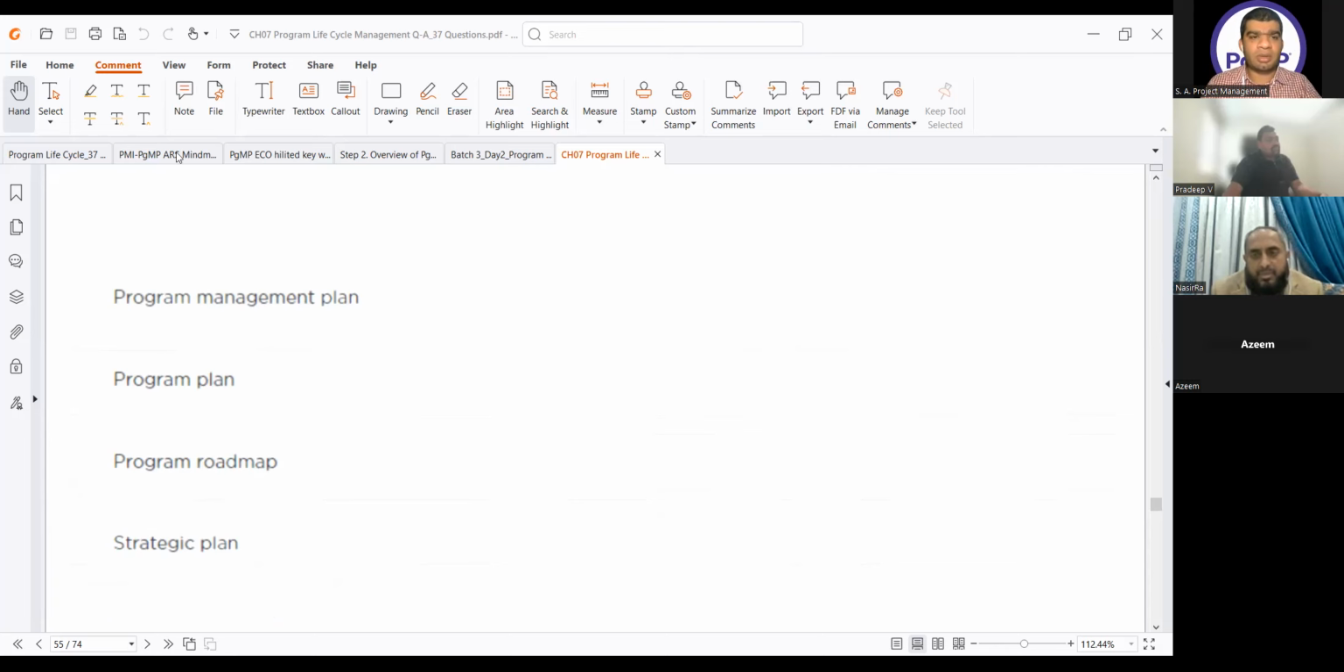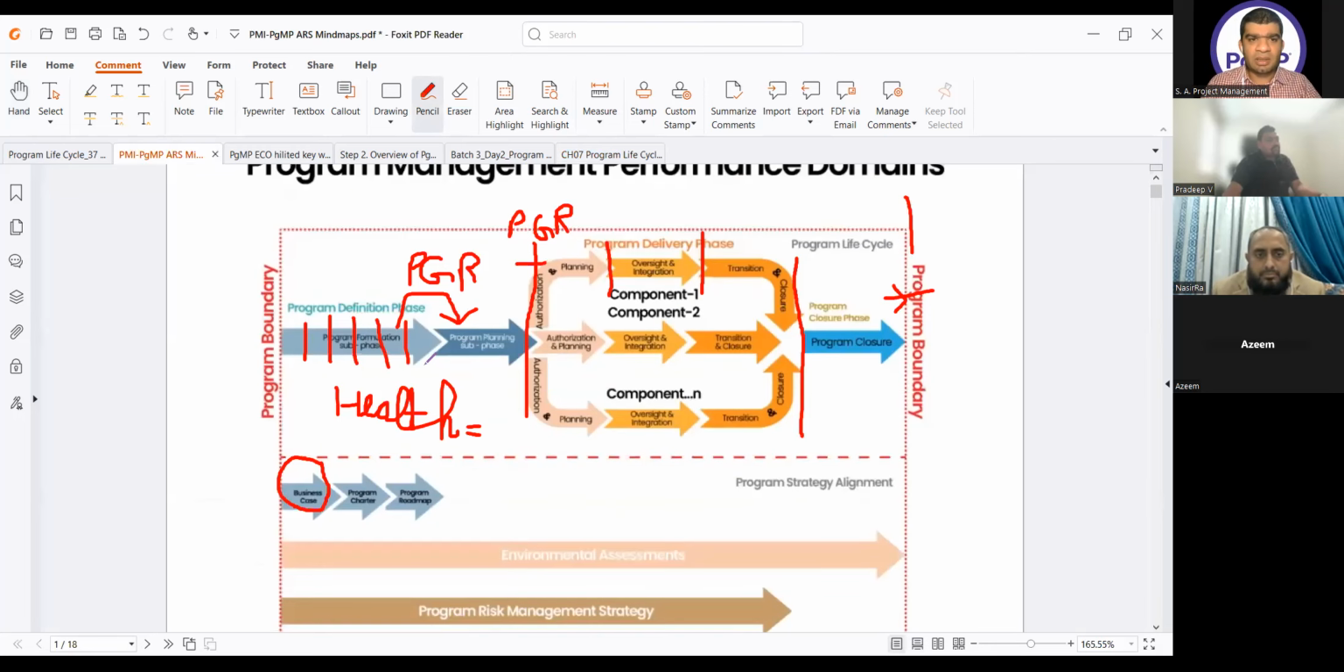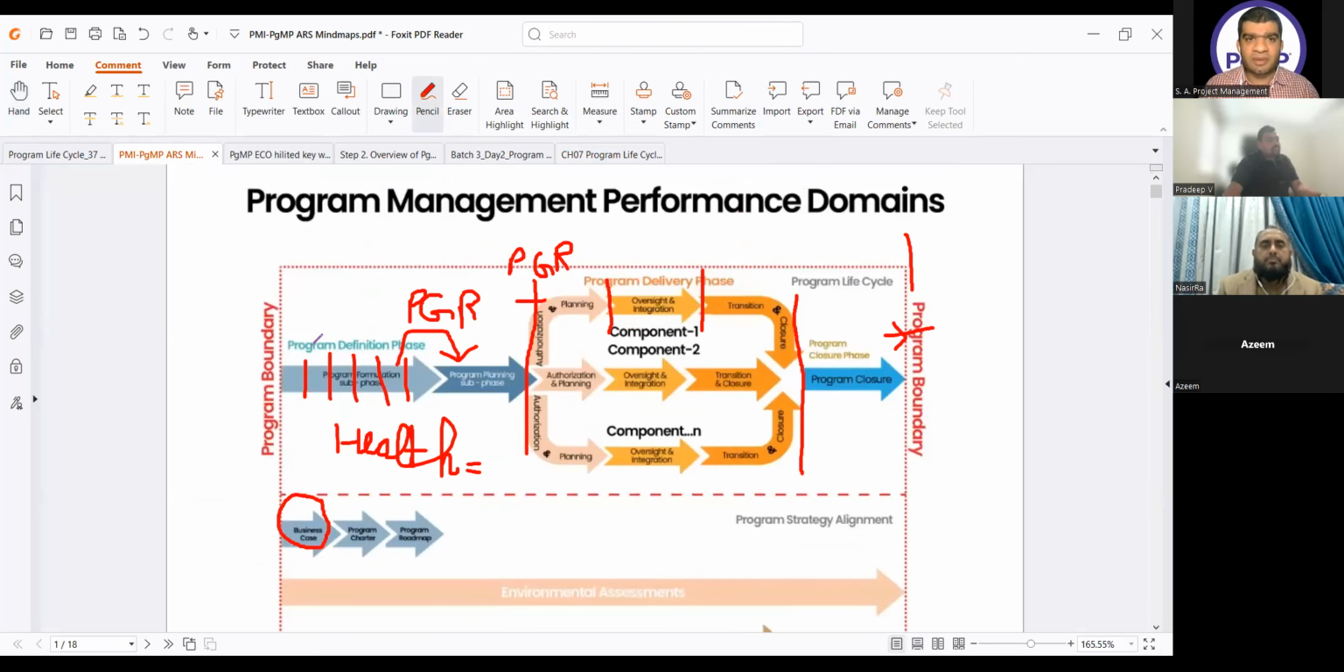Now I go to strategic plan. Now I go here. This is the question. This is the program definition phase, right? This is my program boundary. He wants something from this area that will go as an input, according to which I will start the program definition phase. Are you getting, Mr. Pradeep?